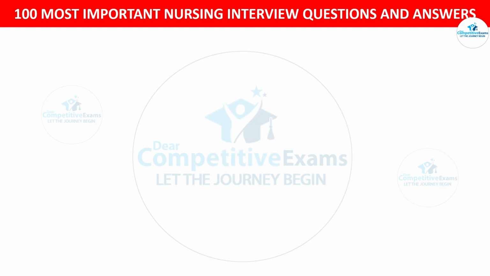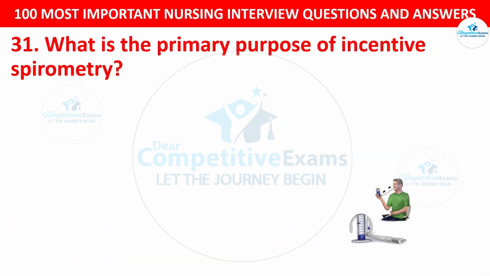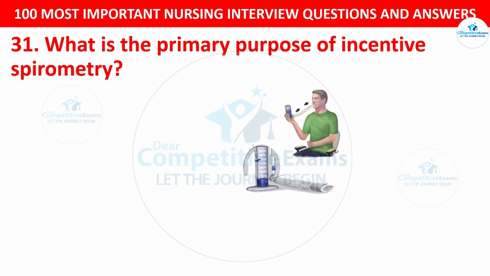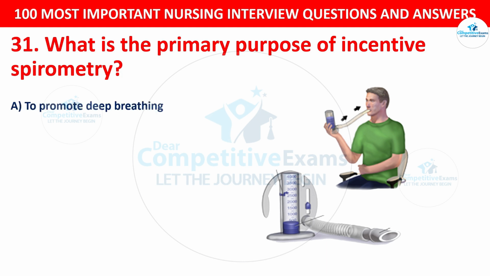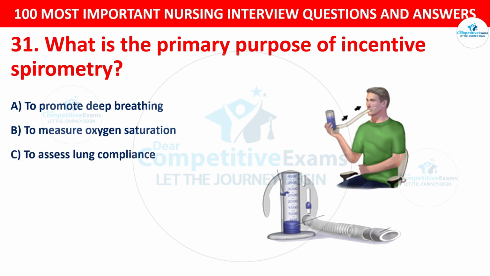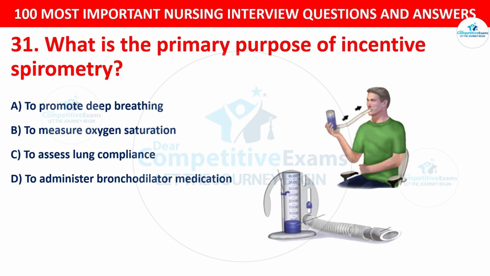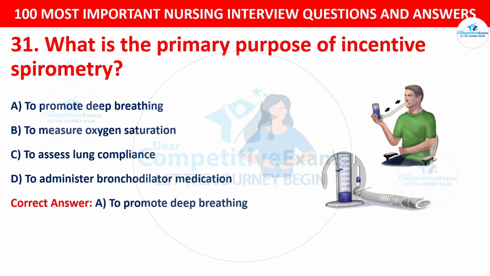Question number 31. What is the primary purpose of incentive spirometry? Your options are to promote deep breathing, to measure oxygen saturation, to assess lung compliance, or to administer bronchodilator medication. The correct answer is A, that is to promote deep breathing.